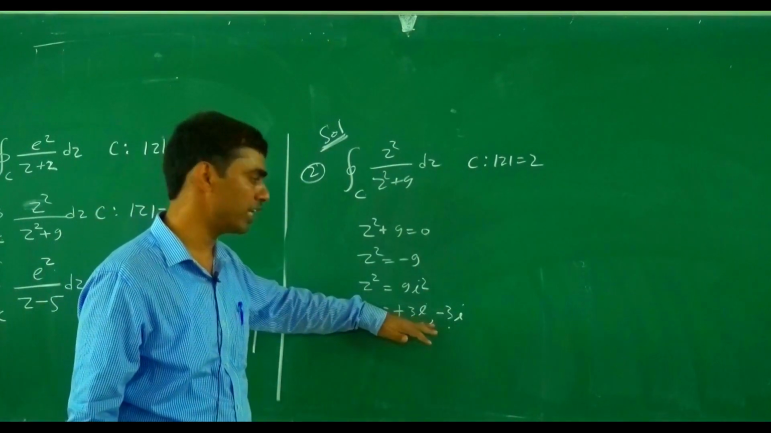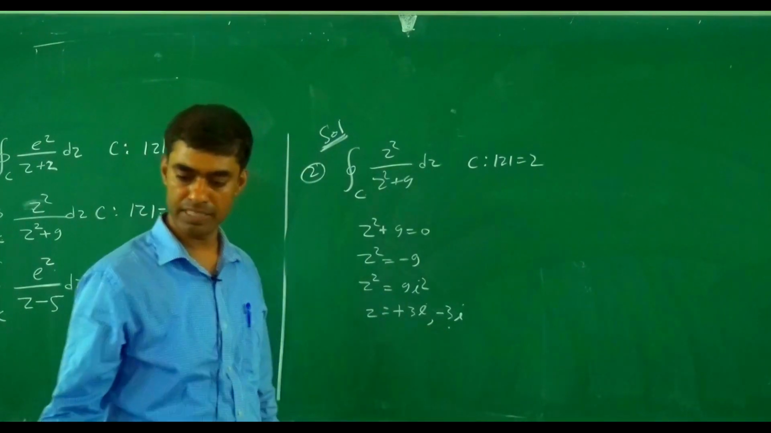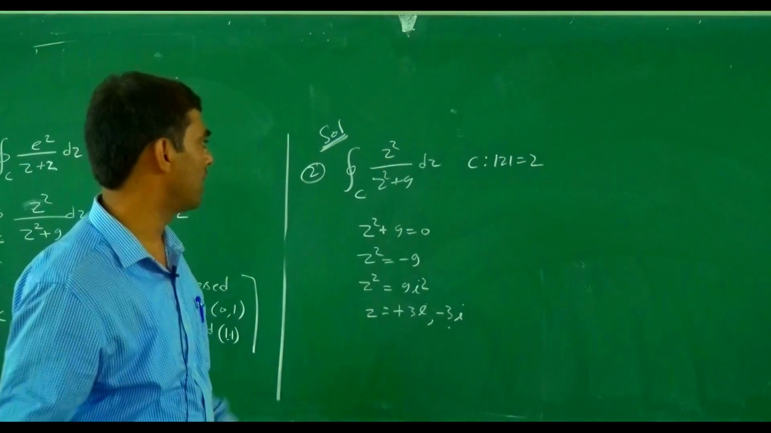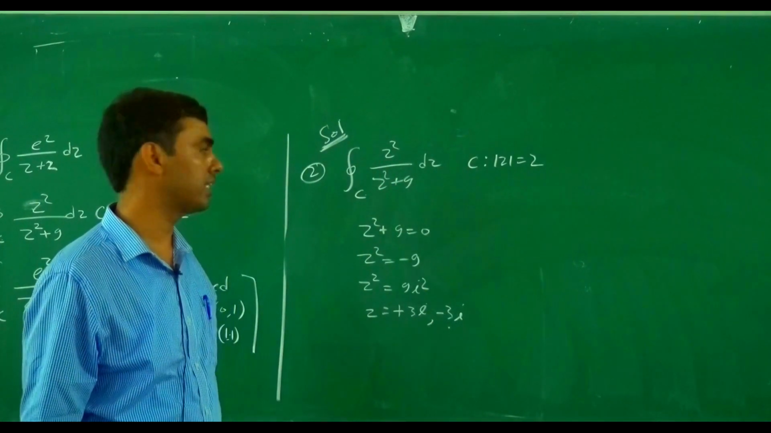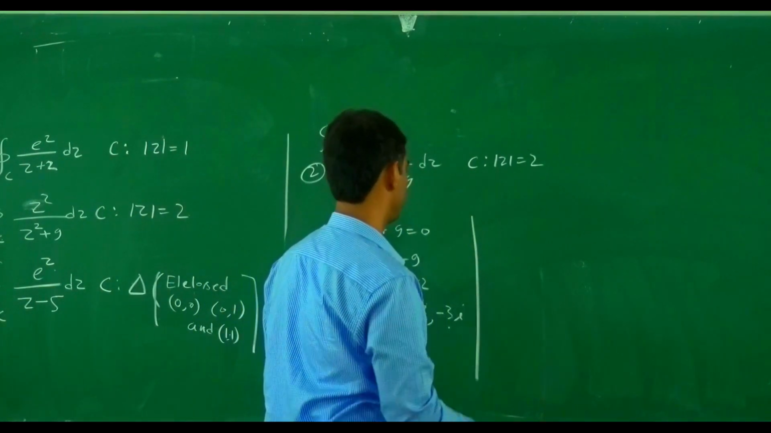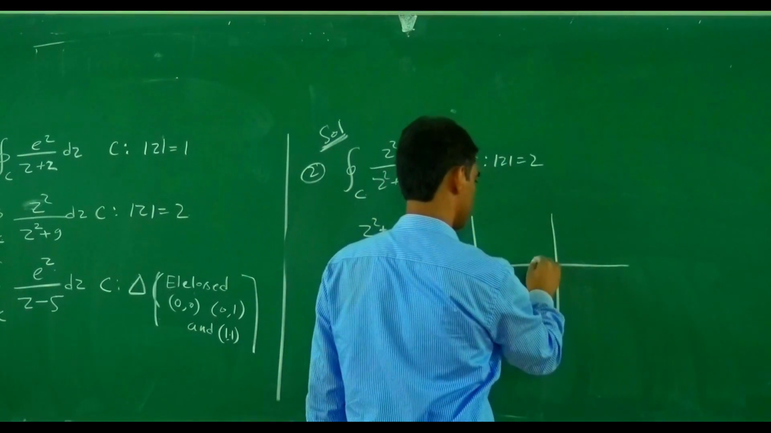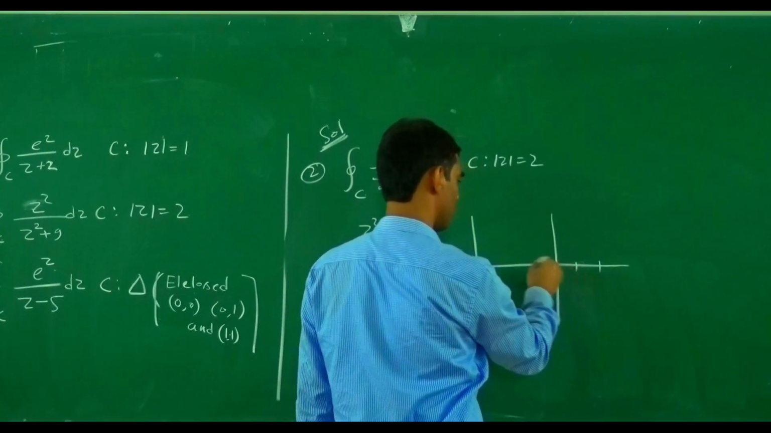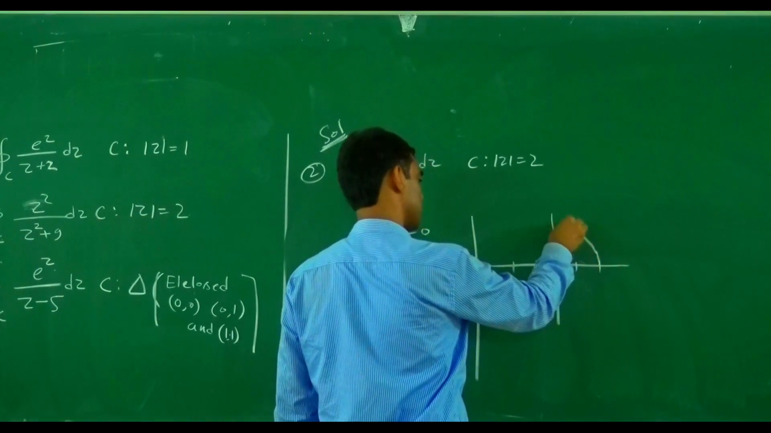Now we check whether these points lie inside or outside. If they lie outside, then directly we say the integral of this function equals 0, if f dash z is continuous inside the closed curve C. So what will happen here? Suppose this is 1, this is 2, this is 1, this is 2. So what is C? C is like this.